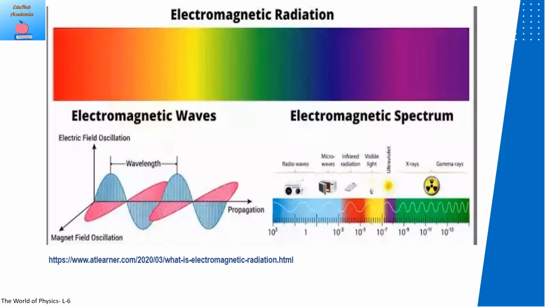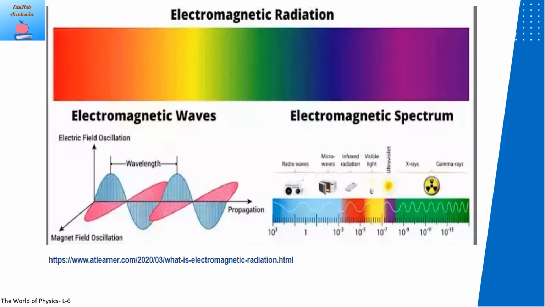The electromagnetic spectrum on the right shows us a range of waves, starting with radio waves with the highest wavelength but smaller frequency. As we go to the right, we go through microwaves, infrared, visible light, ultraviolet, X-rays, and gamma rays.